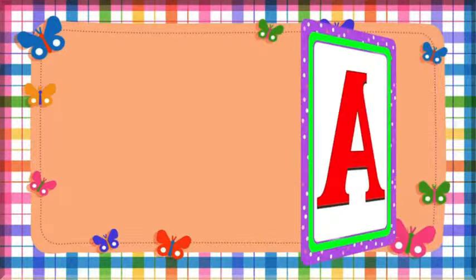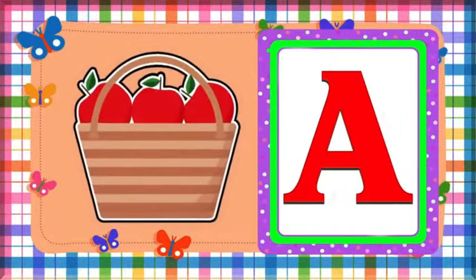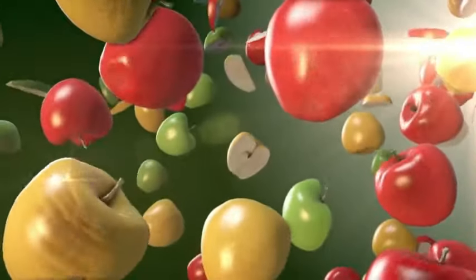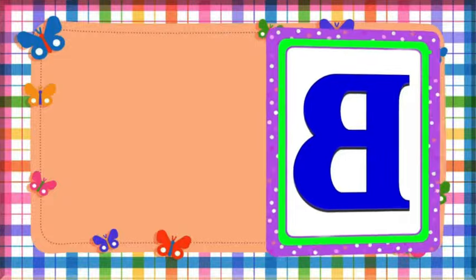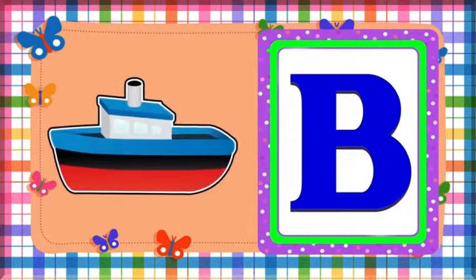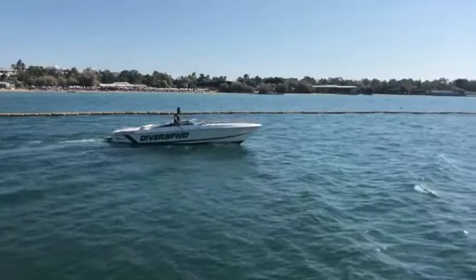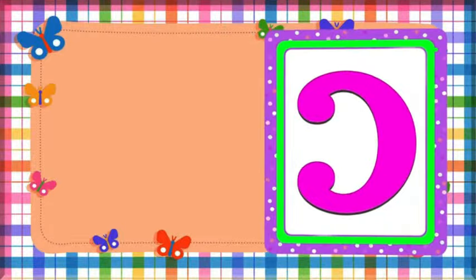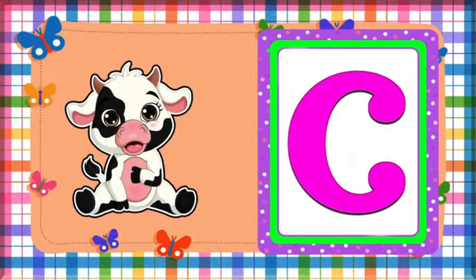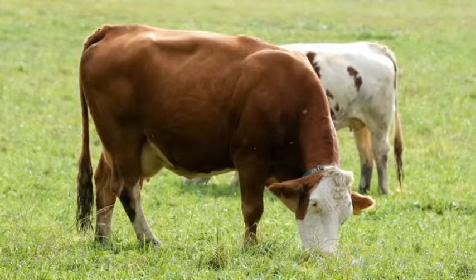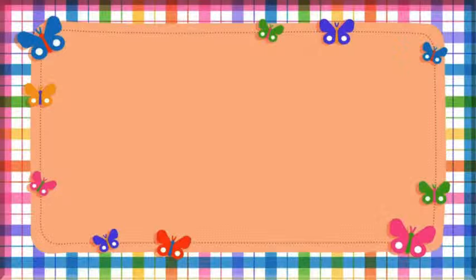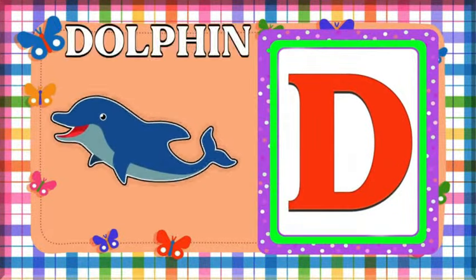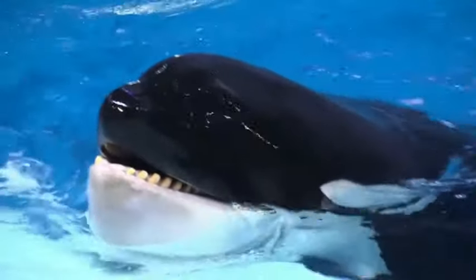A. A is for apples. Apples. B. B is for boat. Boat. C. C is for cow. Cow. D. D is for dolphin. Dolphin.